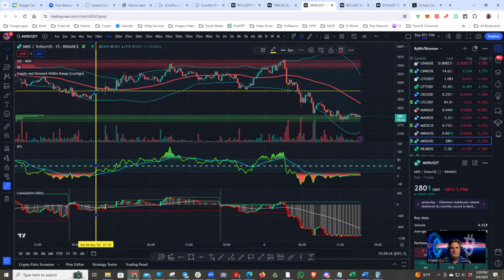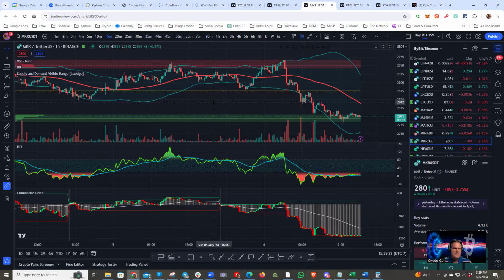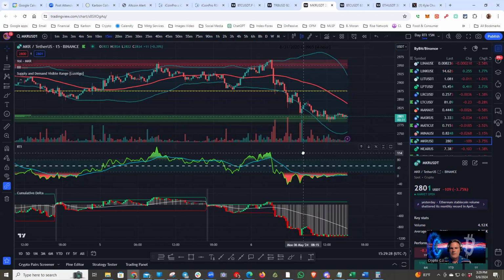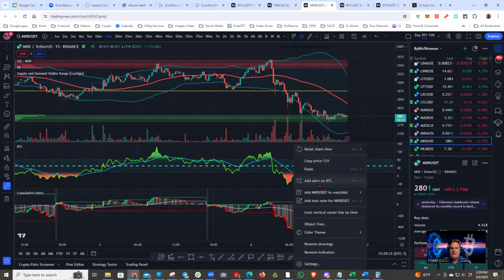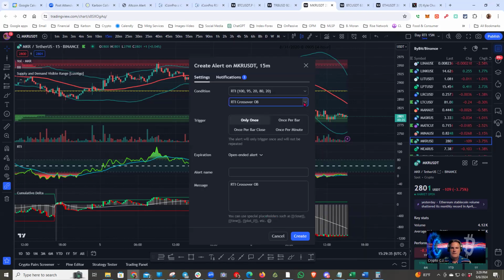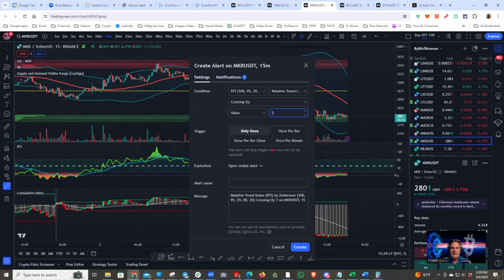You may want a more aggressive coin. It's $2,800, so it's not cheap. Doesn't move as much as those coins that cost a fraction of a penny. But I did want to point this one out because it's about to break up. So your alert looks like this, crossing up on the 20.